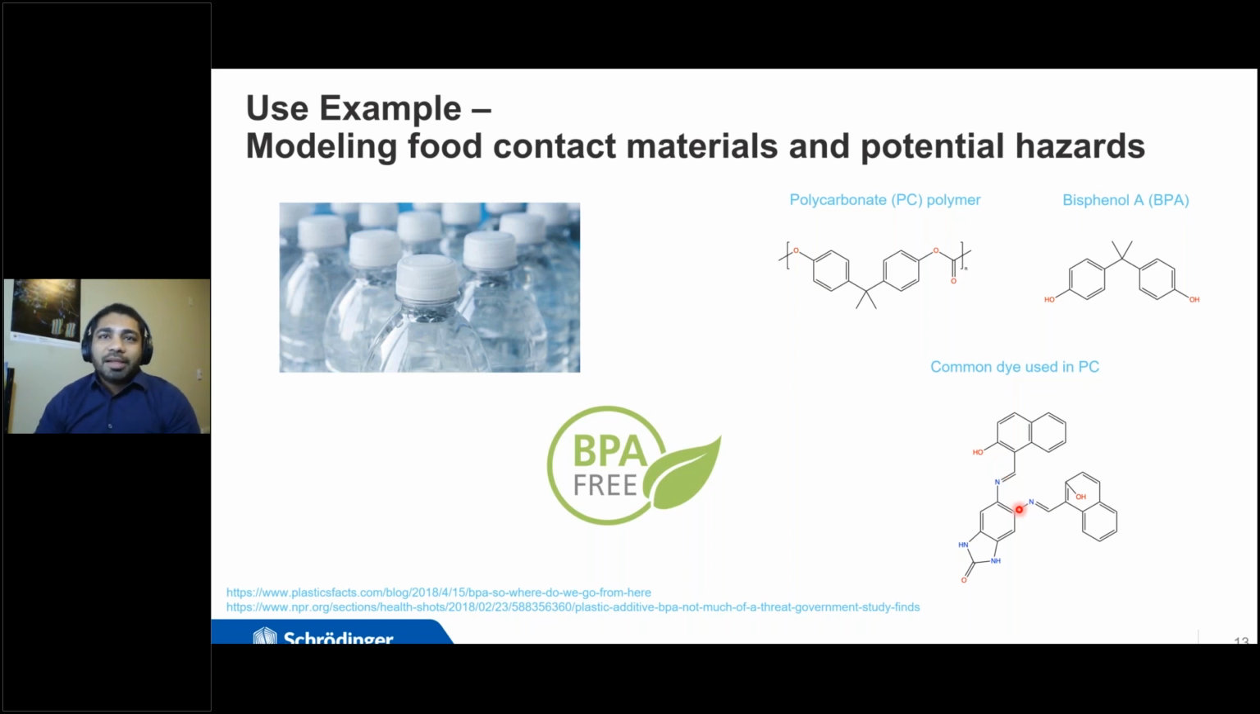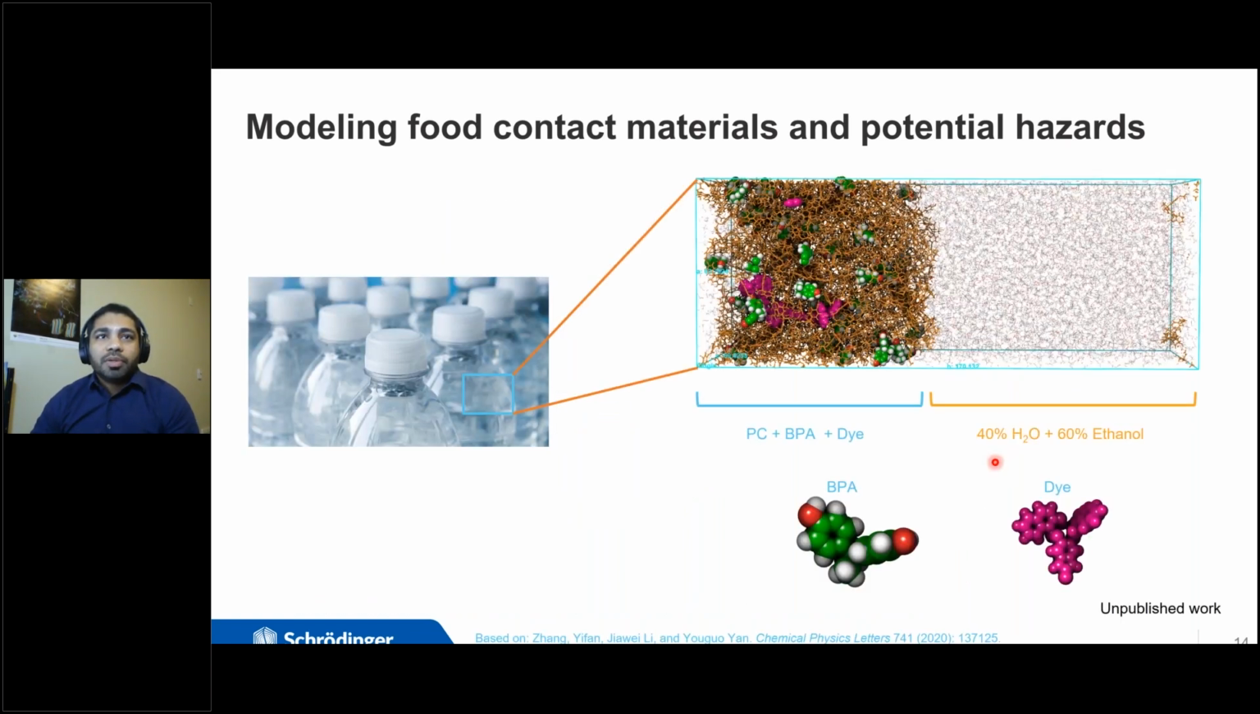So you might be thinking, how do we do the simulation? We do this by creating an interface, just like in the real situation. That is, we create an interface between the polymer that is representing the plastic bottle and the solution, which is what will be in the beverages. In this case, we are using ethanol 60% and water 40% as the solution. And in the polymer matrix, we are embedding the BPA and the dye. The dye is pink in color and the green part is representing the BPA molecule.